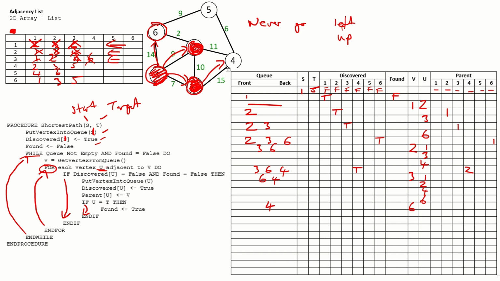So what do we do? For each vertex U adjacent to V, what's adjacent to 6? 1, 3, and 5. So we'll start with 1, set U to 1. If discovered U is false, discovered 1 is not false. So skip that. Then we get 3.